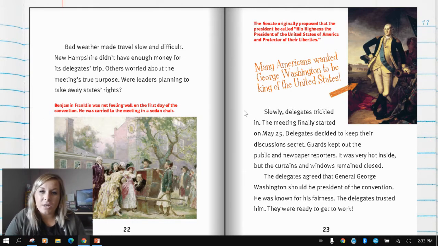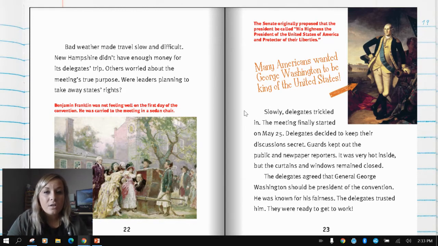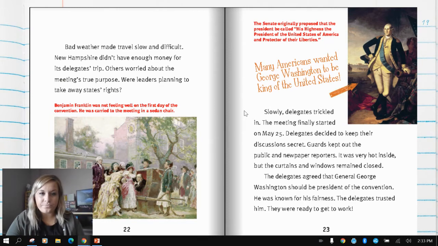Slowly, delegates trickled in. The meeting finally started on May 25th. Delegates decided to keep their discussion secret. Guards kept out the public and newspaper reporters. It was very hot inside, but the curtains and windows remained closed. The delegates agreed that General George Washington should be president of the convention. He was known for his fairness. The delegates trusted him. They were ready to get to work.